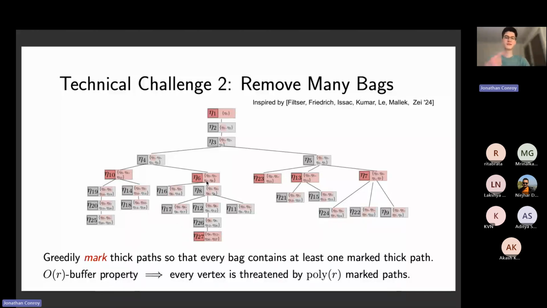And so basically the buffer property says that anytime you jump between these marked bags, you pay at least delta divided by R distance. And so you can show that any vertex is threatened by O of R bags. Each bag contains R squared paths, and so each vertex gets threatened by R cubed marked paths in each layer of this recursion. Each time you do this, you remove one path, and then you terminate after poly R layers of this recursion.